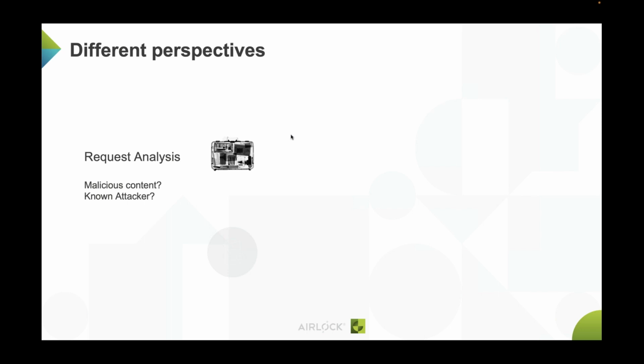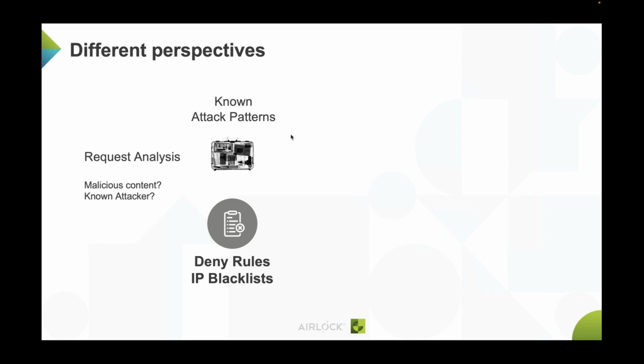So how do we defend? Well, the Anomaly Shield really adds a new perspective. Traditionally, we analyzed request by request and checked for malicious content, or asked whether it is a known attacker. So we had our deny rules with regular expressions that were checking for malicious content, and IP blacklists, and we basically defended against known attacks.